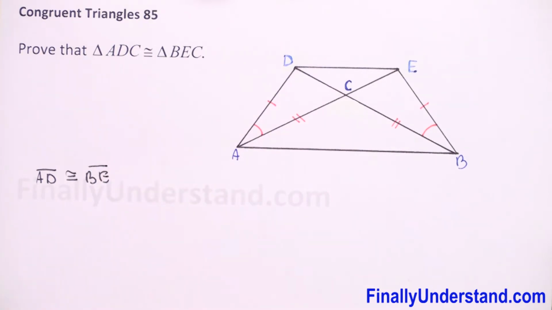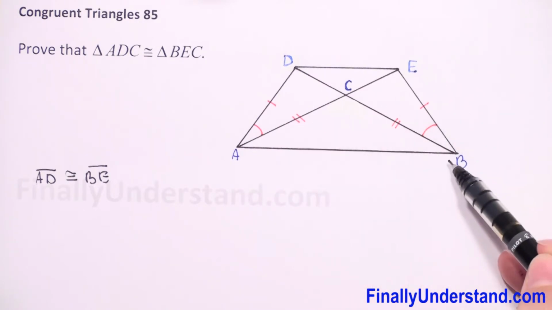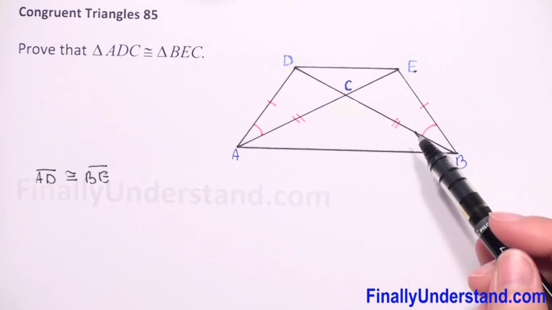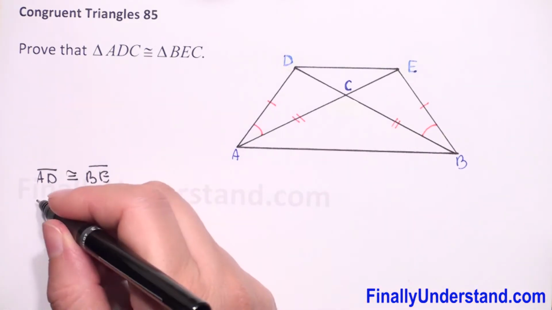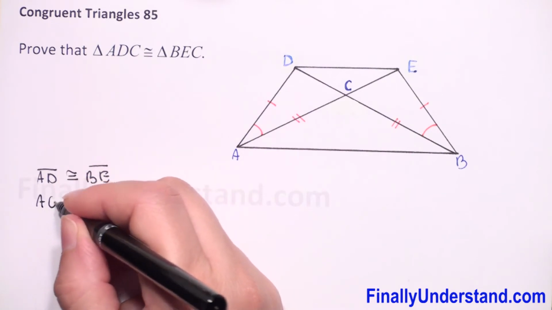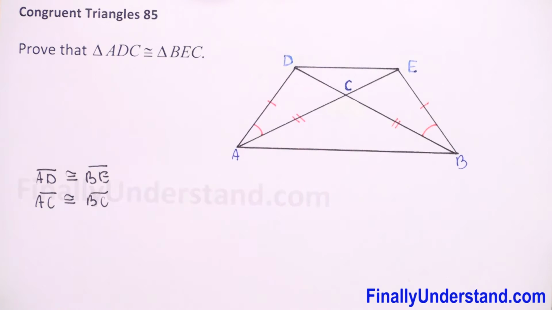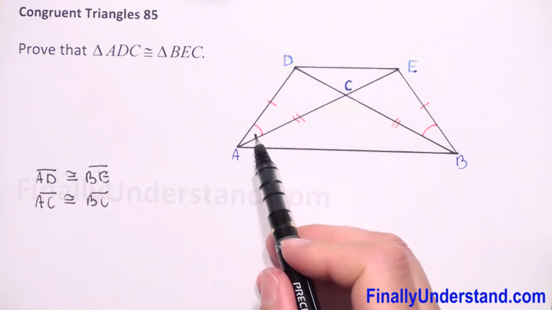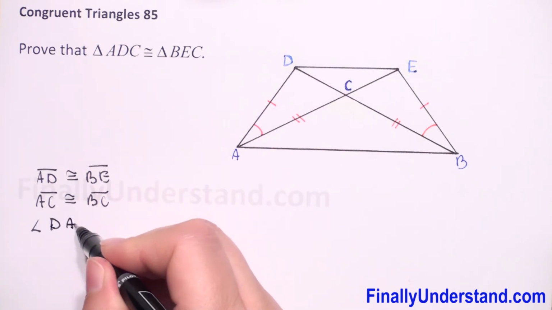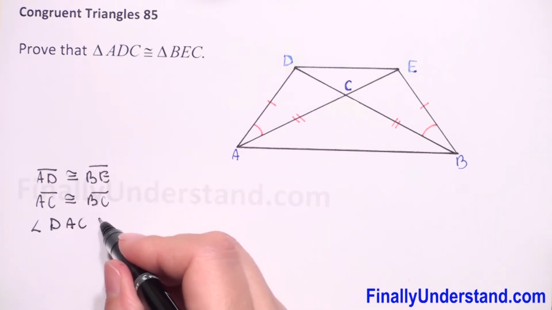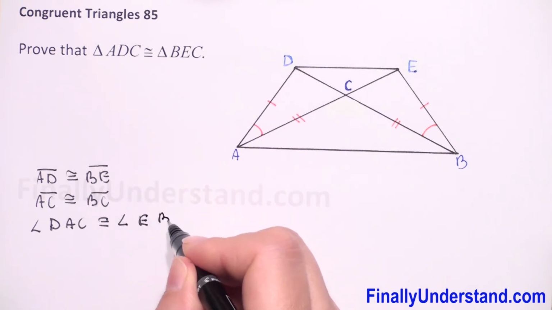What else we have given? We have given that AC has 2 marks and BC has 2 marks. So these two sides are congruent too. So we have that AC is congruent to BC. And we have that angle DAC is congruent to angle EBC.